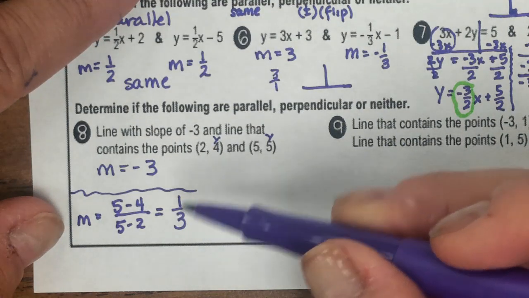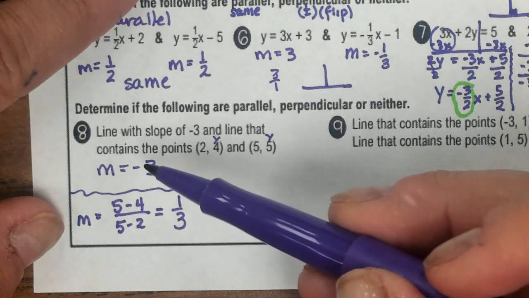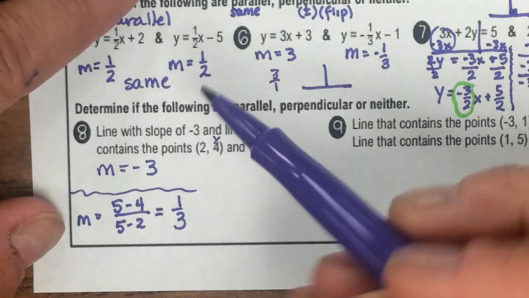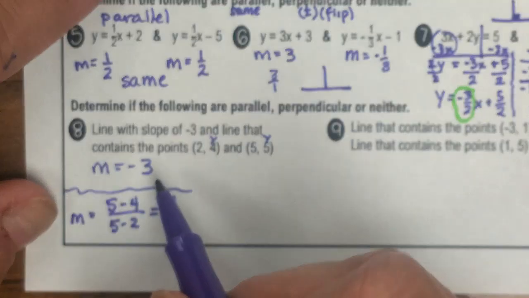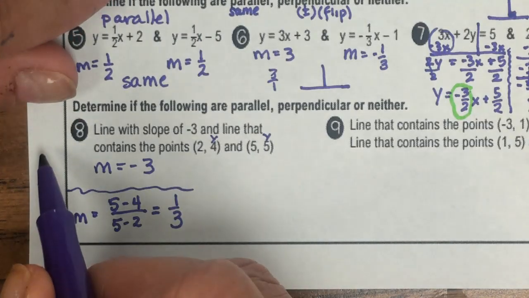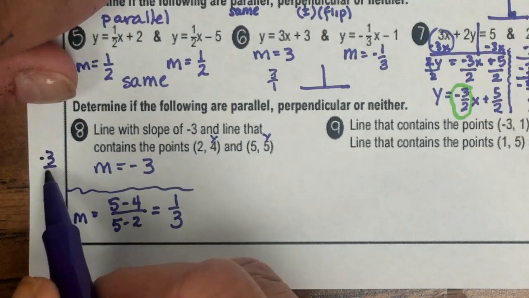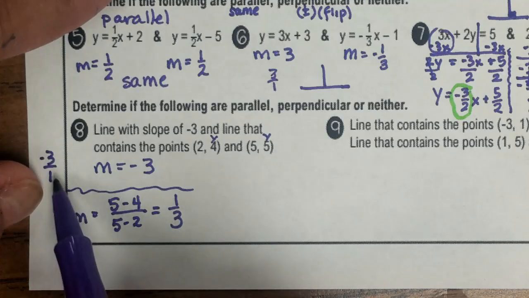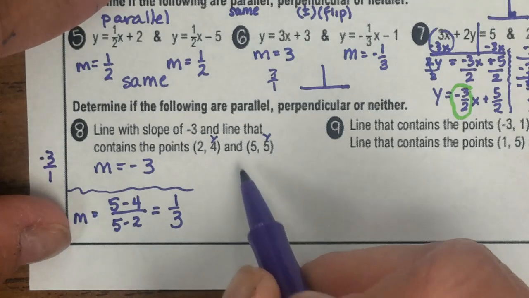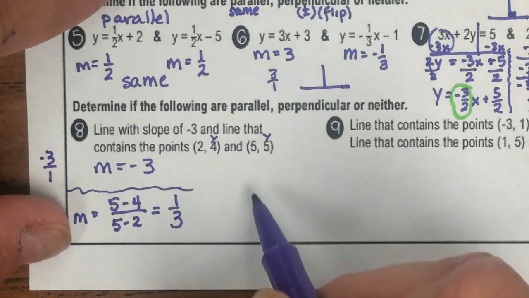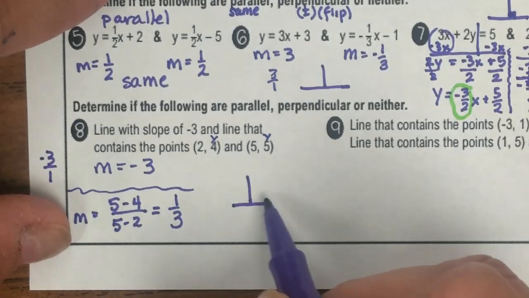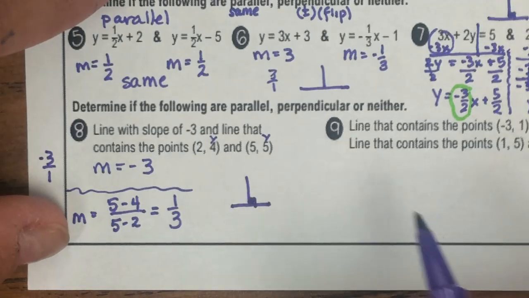Now we've got to check to see if they're perpendicular. That one's negative, that one's positive, and these are flipped. If you're wondering how they're flipped, you could say, okay, well, I have negative 3 over 1. Yes, you could see they're flipped. So you would say that these two lines, if we graphed them, would be perpendicular at a 90 degree angle.